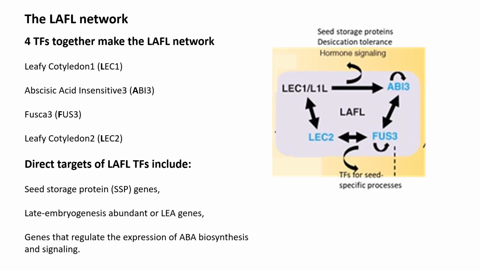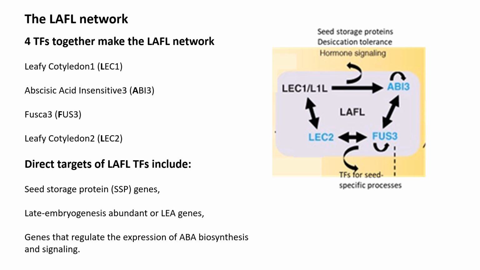Abscisic acid signaling is known to activate a network of transcription factors which are active during the process of seed maturation. This network is called the LAFL network. It includes 4 transcription factors called leafy cotyledon 1 or LEC1, abscisic acid insensitive 3 or ABI3, FUSCA3 or FUS3, and leafy cotyledon 2, LEC2. So the first letters of these 4 transcription factors are used in coining the term LAFL network.